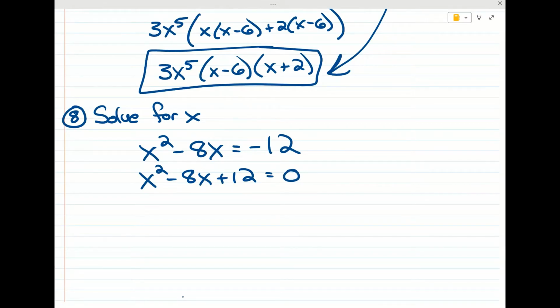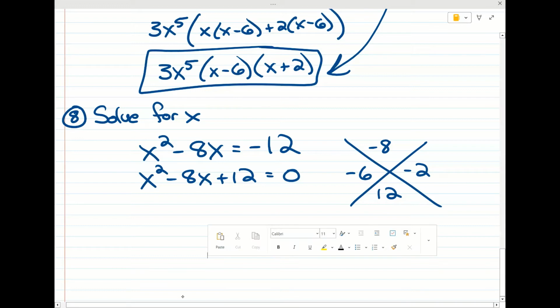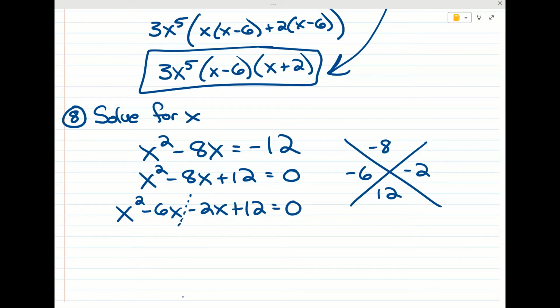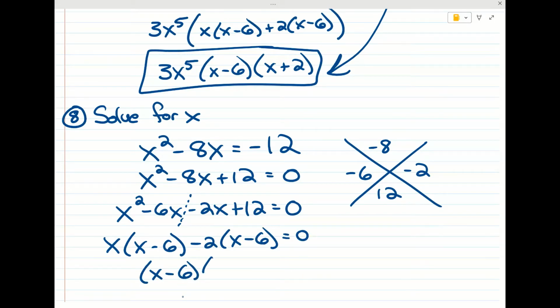And when we have a trinomial, we talk about factoring. And we need numbers that multiply to be 12 and add up to negative 8, like negative 6 and negative 2. So we'll write x squared minus 6x minus 2x plus 12. Cut it down the middle, take out an x. Take out a negative 2. And we're left with x minus 6 times x minus 2 is equal to 0.